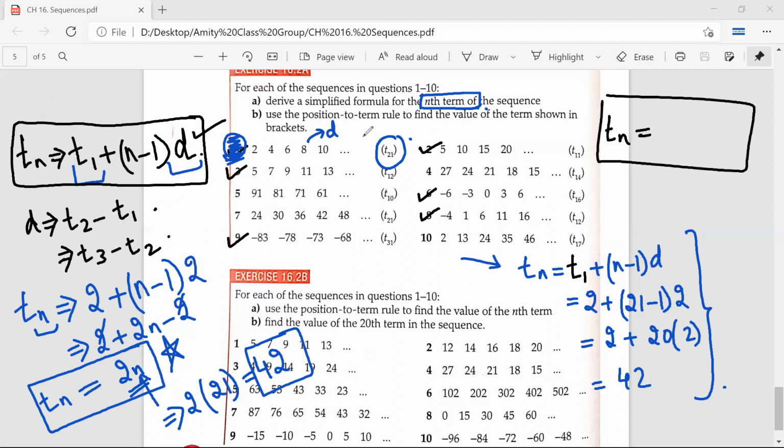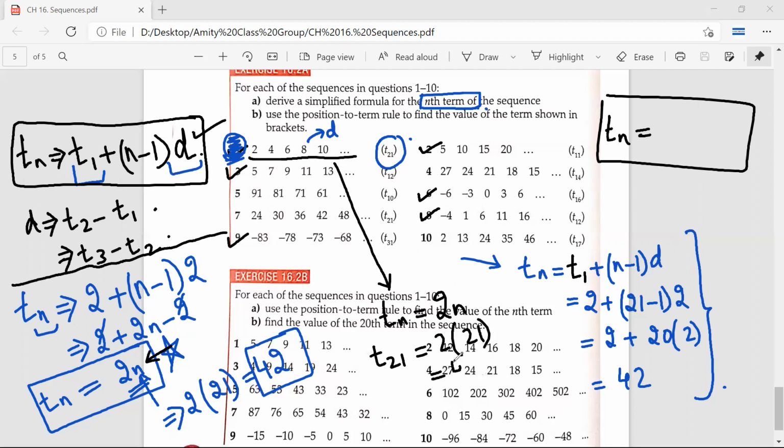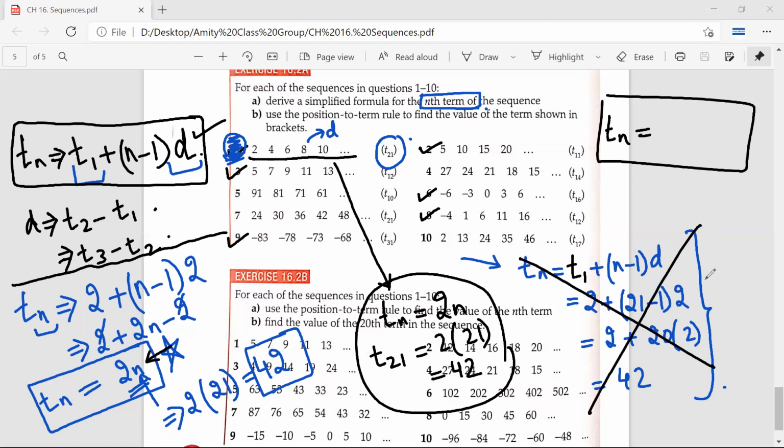Now what I'm trying to tell you is that once you have found the nth term, so for example, in this sequence, this is my nth term. Once I have found my nth term, if I want to find my T21, then if my Tn is 2n for this sequence, my T21 would be 2 into 21 is equal to 42. Once you have found the nth term, you need not do this again. Have you got it, or should I explain it again?